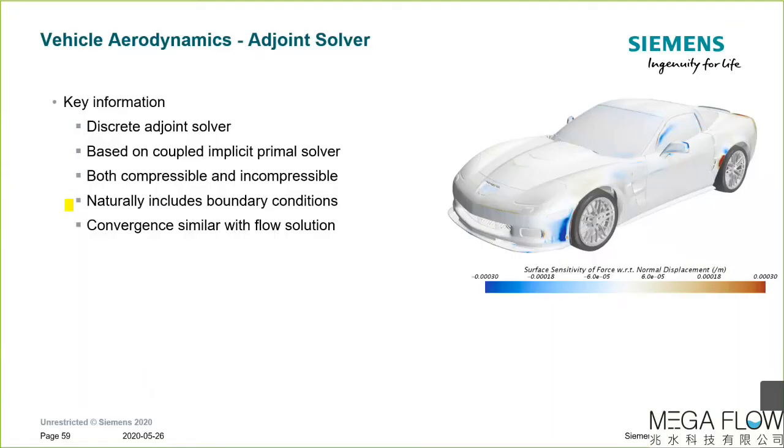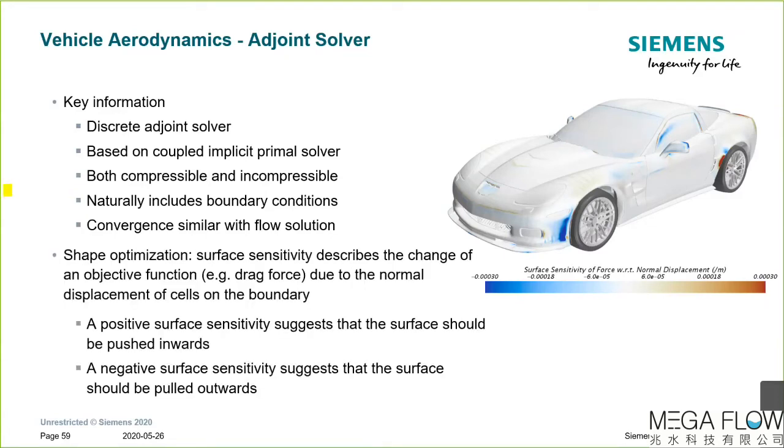Adjoint solver, just a couple of quick notes here. I guess you're aware of this functionality. Again, this is based on the coupled solver, a steady state simulation. So the so-called primal solution is calculated first, and based on this primal solution, the adjoint solver is executed. And as a result, you can see again on the right-hand side a fully industrial case with all the details. And you get the following information. Well, a positive surface sensitivity suggests to push the surface inwards in order to reduce the drag. A negative surface sensitivity suggests to pull the surface outwards.